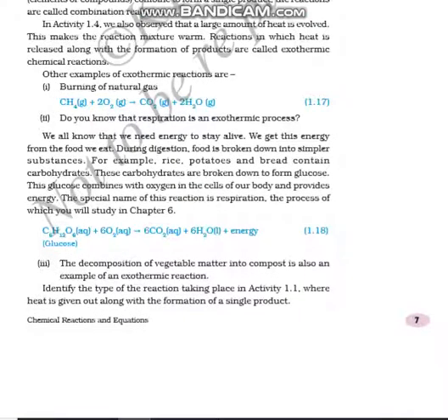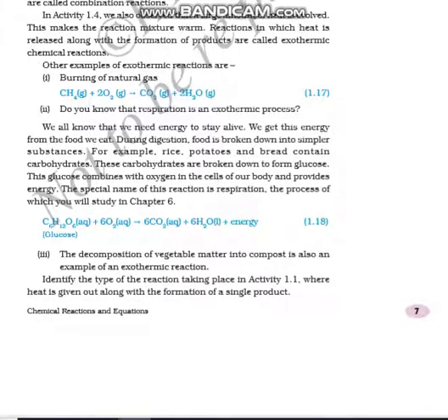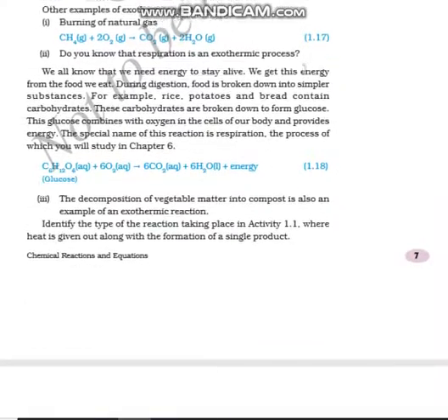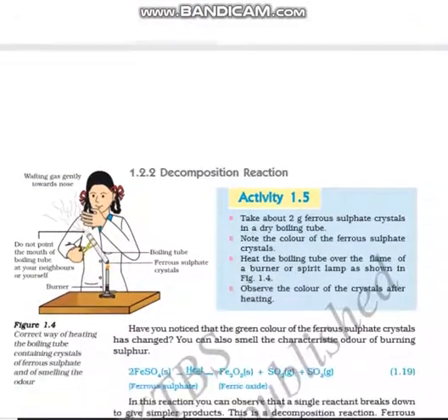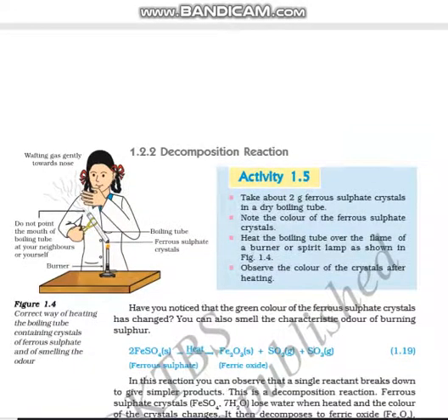Once again, an example, let us take glucose, C6H12O6. When glucose is burned in presence of oxygen, it gives rise to carbon dioxide plus water plus energy. Carbon dioxide is in aqueous form, water is in liquid form, and energy is released. So this type of chemical equations are called combination reactions. Now the next type is decomposition reaction.